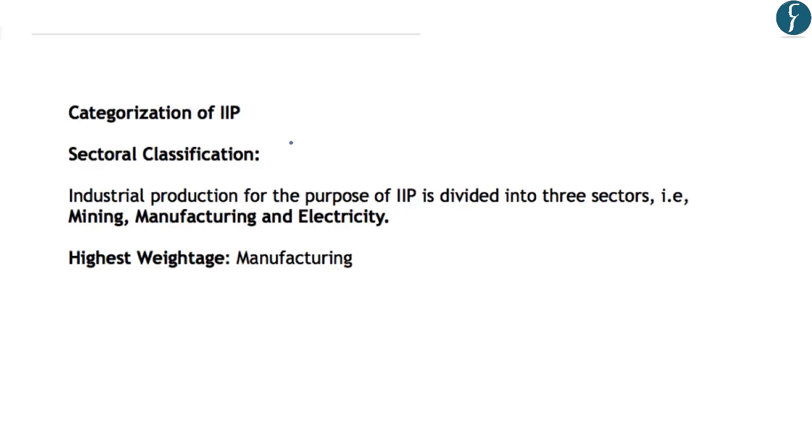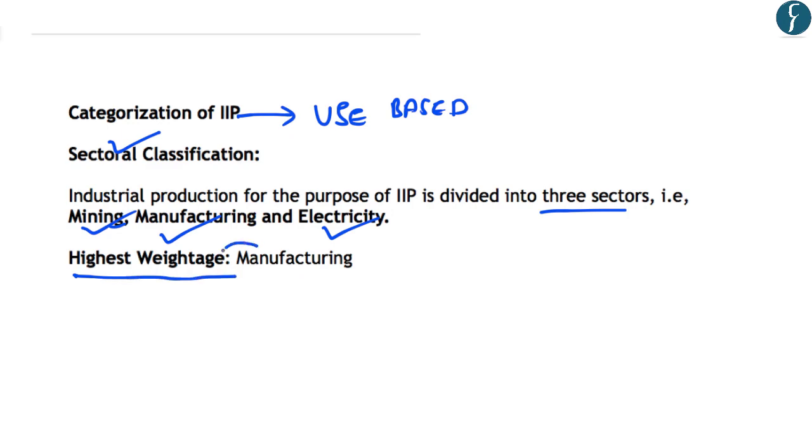Further, the IIP has been categorized into two categories. The first is the sectoral classification. This includes the sectors of the economy, for example, the mining sector, the manufacturing sector, and the electricity sector. And the second categorization is based on the usage of the goods, so the second categorization is use based. Now, under the sectoral classification, the industrial production for the purpose of IIP is divided into three sectors, and these are the mining sector, the manufacturing sector, and the electricity sector. So all these three should be kept in mind and are important from prelims point of view. Further, the highest weightage has been given to manufacturing in these three sectors.